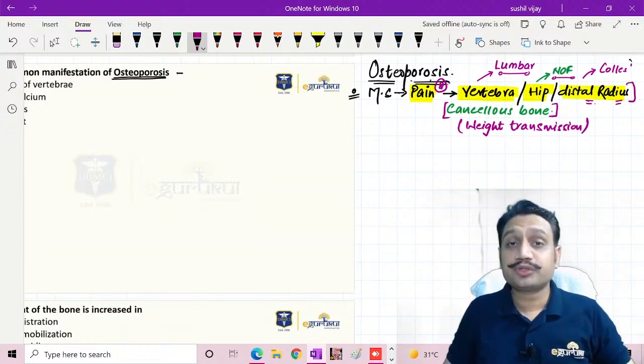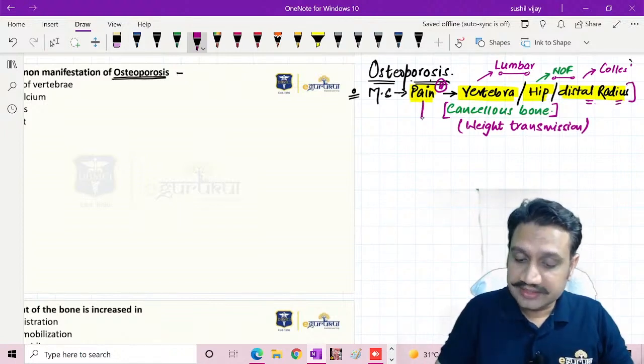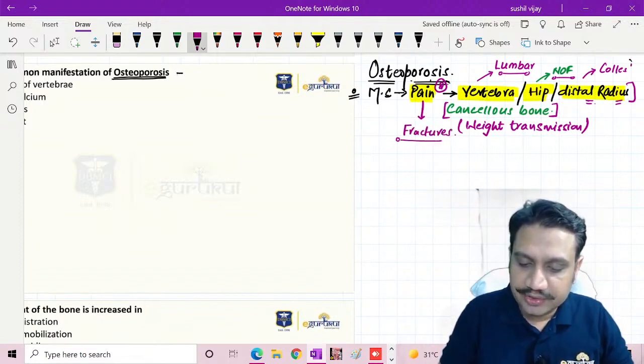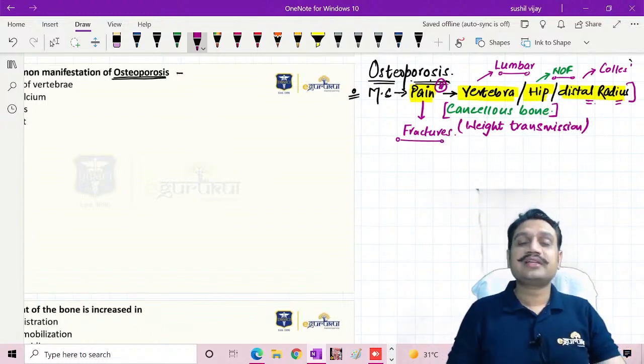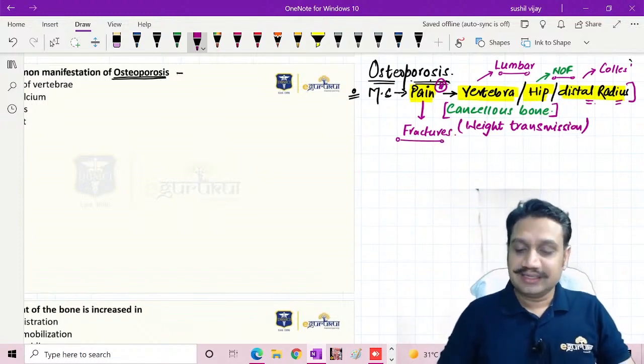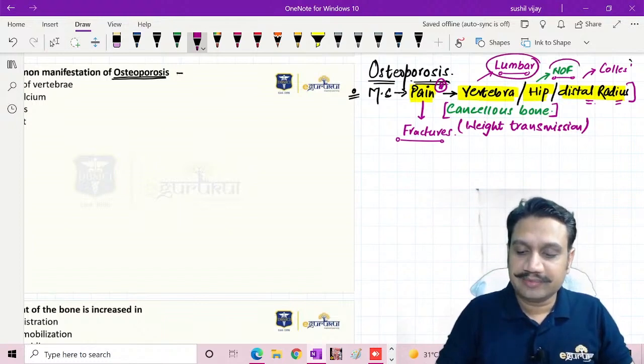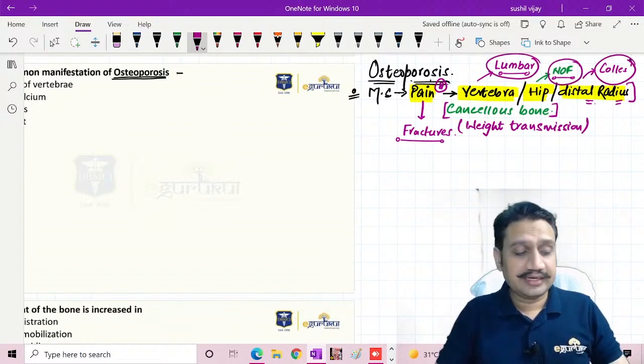So I hope I answered your question. Why pain? What is the reason for pain? The reason for pain is fractures. So if they ask you what is the most common site of fracture in osteoporosis, you know the answer, right? The answer is either vertebra, lumbar vertebra, neck of the femur, or distal radius Colles fracture.